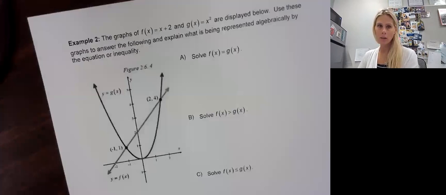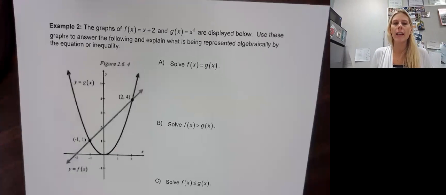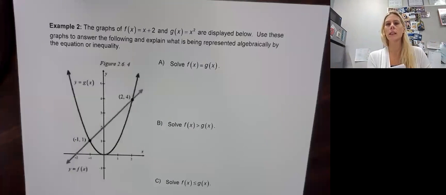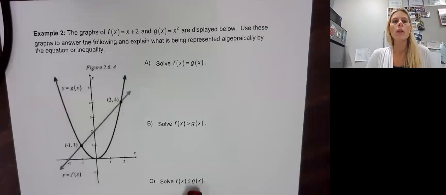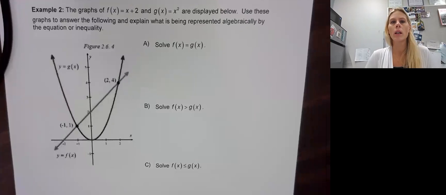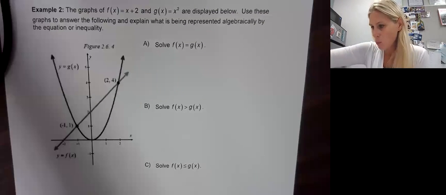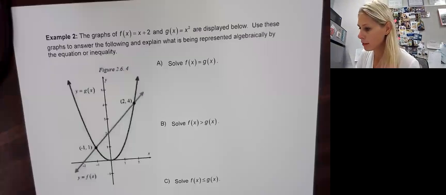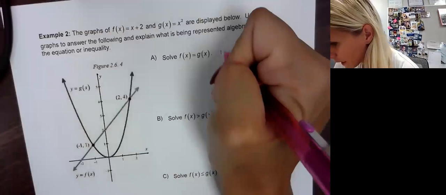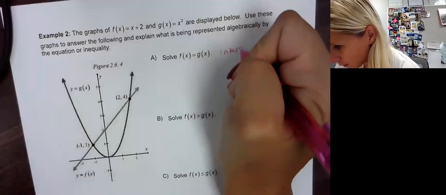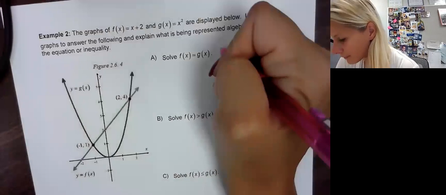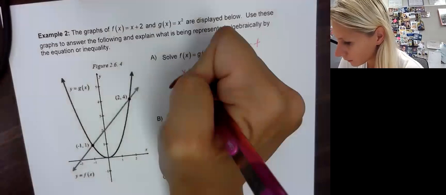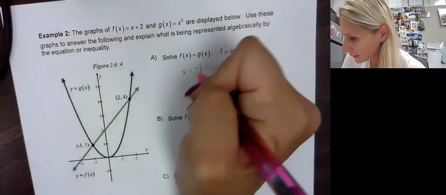All right, so example 2. The graphs of f of x = x plus 2, and g of x = x squared are displayed below. Use these graphs to answer the following and explain what is being represented algebraically by the equation or the inequality. Okay, so when we're solving, luckily our graph is right here, so we can just look. Equals means where they intersect, right? So where do these two graphs intersect? They intersect at x equals -1 and x equals 2.